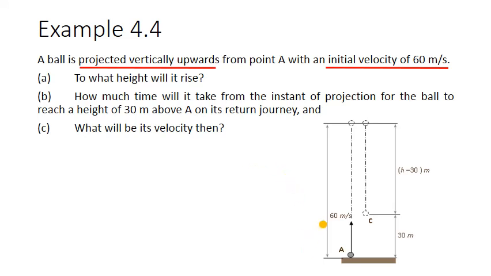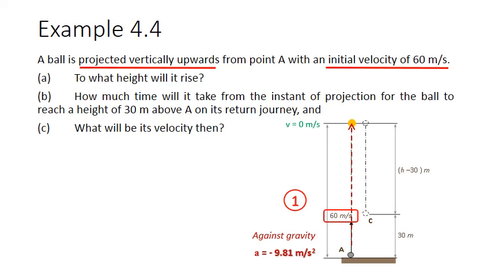We have a ball. It is thrown from point A with an initial velocity of 60 meters per second. Obviously, the ball will rise up against gravity to a certain point B, where the velocity turns to 0. We consider that as the first stage of motion. And from the lecture, we understood that when a body travels against gravity, a is taken as negative 9.81.